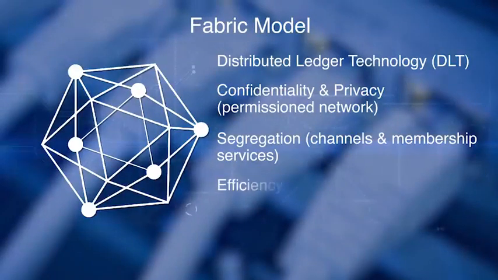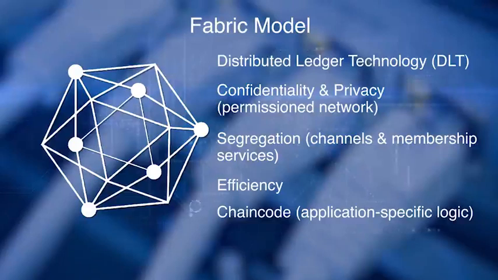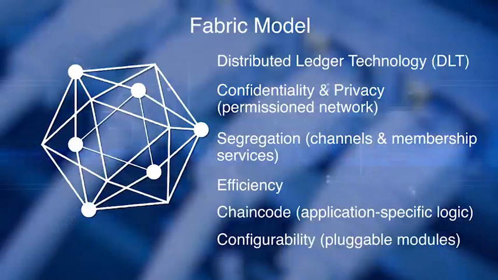It offers efficiency through various types of peer nodes operating in parallel, validating, ordering, and committing the transaction to the chain. Chaincode functionality helps in implementation of application-specific logic, and configurability through modular architecture of the Fabric allows for pluggable modules for anything from consensus model to the internationalization and policy modules for various regions of the world.